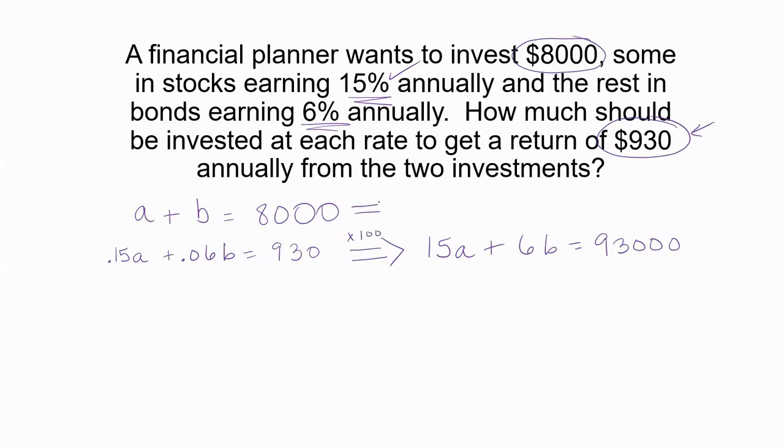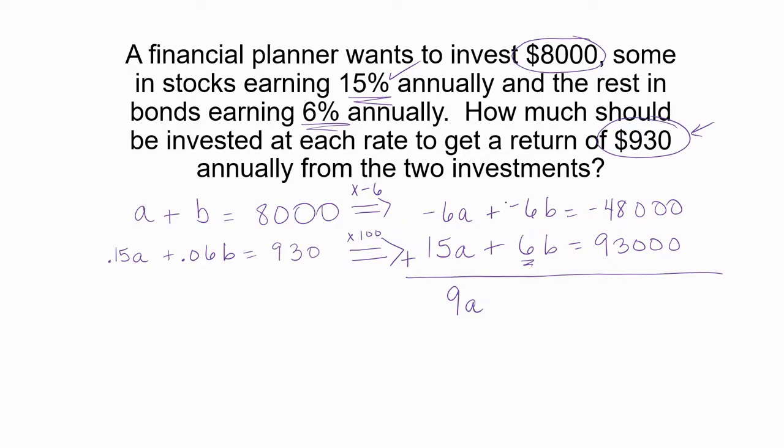Now, because I want to use elimination, I'm going to eliminate the b's. Notice that this b has a 6 in front of it. So I'm going to multiply our first equation by -6. That'll give me -6a plus -6b equals -48,000.